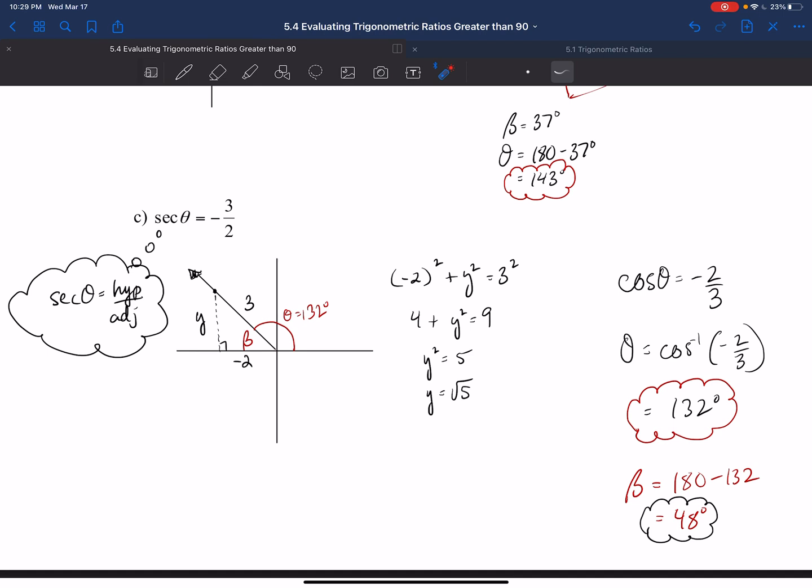Okay, so if it doesn't say quadrant 1 or quadrant 2 or 3 or 4, whatever, it doesn't specify a quadrant, you have two answers. You have to show both.